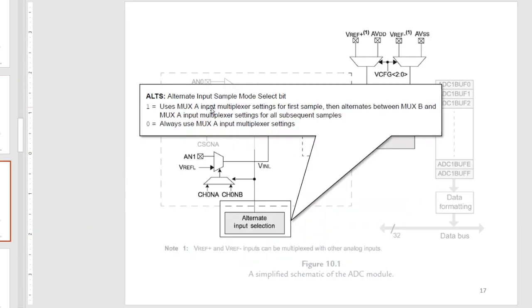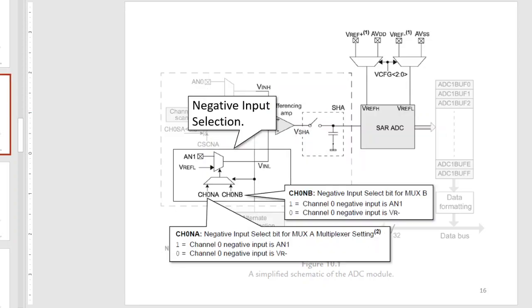But if we enable the alternate input sample mode, for the first conversion we will be using the MUX A setting, and for the next conversion we will be using the MUX B setting, and so on and so forth.